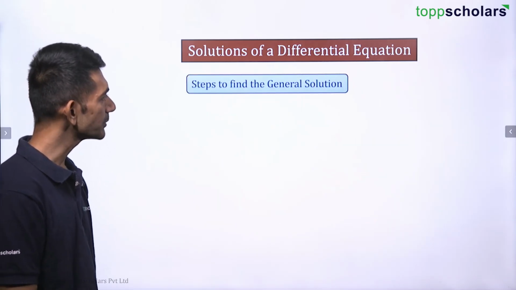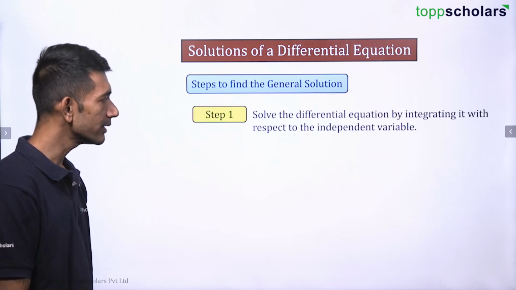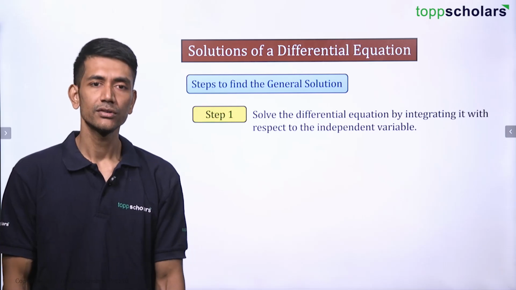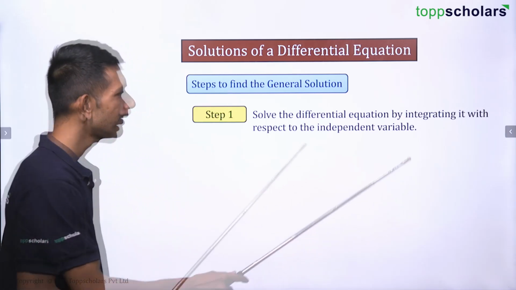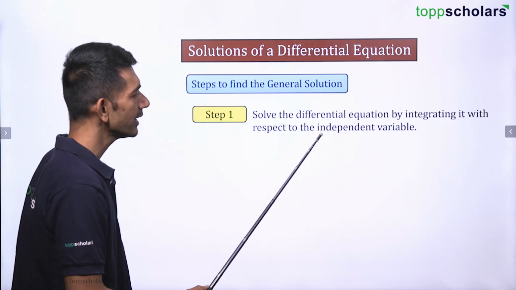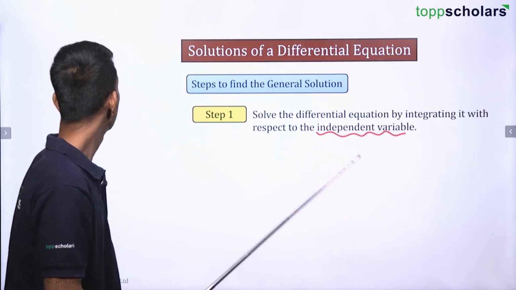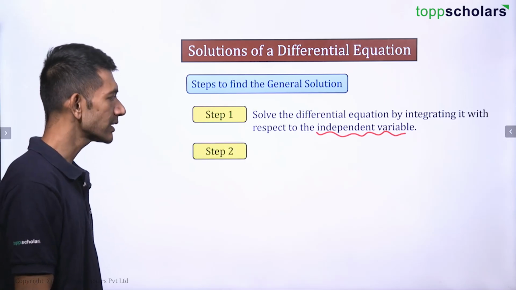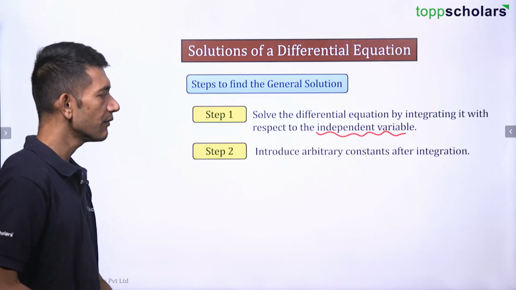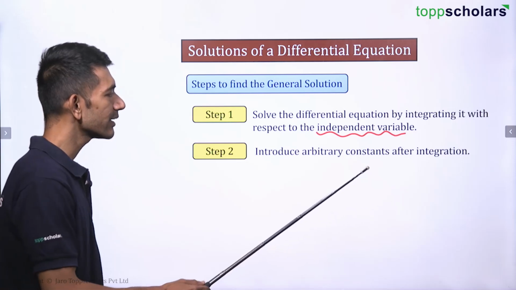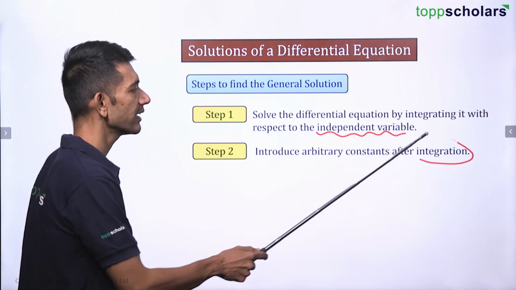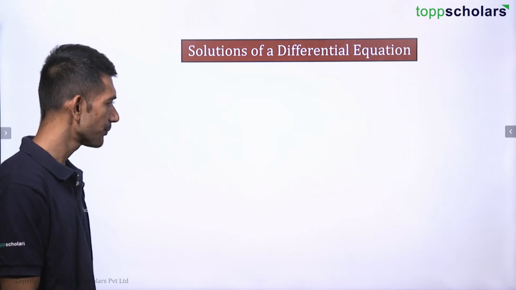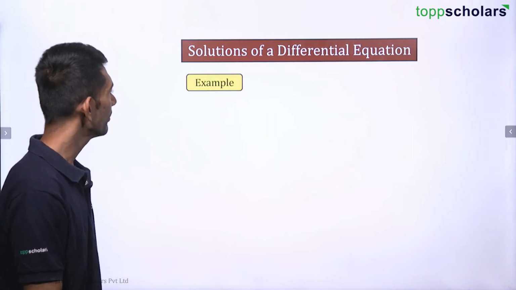Now let us see what are the steps to find the general solution. Step 1 is to solve the differential equation by integrating it. How do we do this? We integrate with respect to the independent variable. And what is step number 2? We introduce arbitrary constants after integration. Okay, let us see an example now.